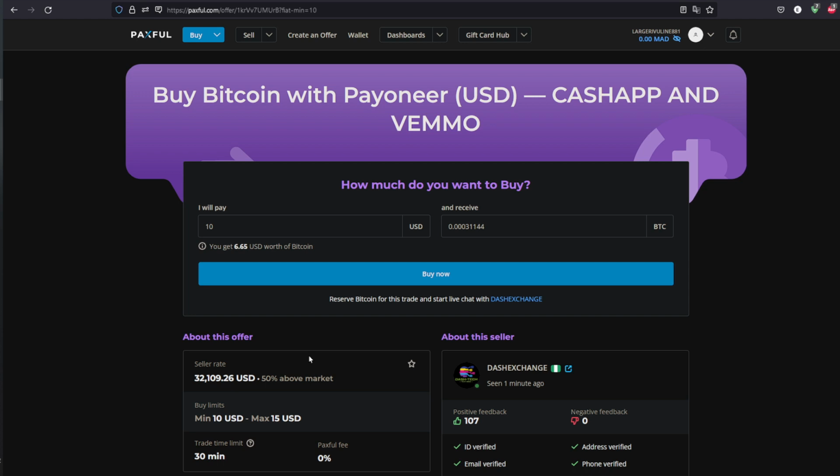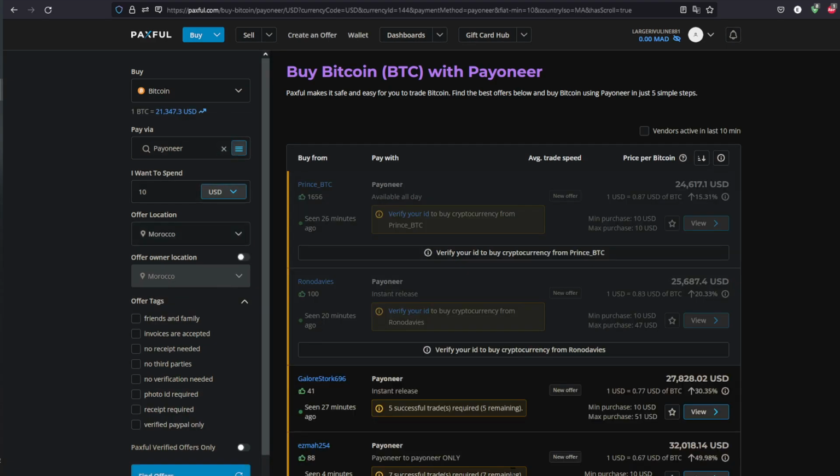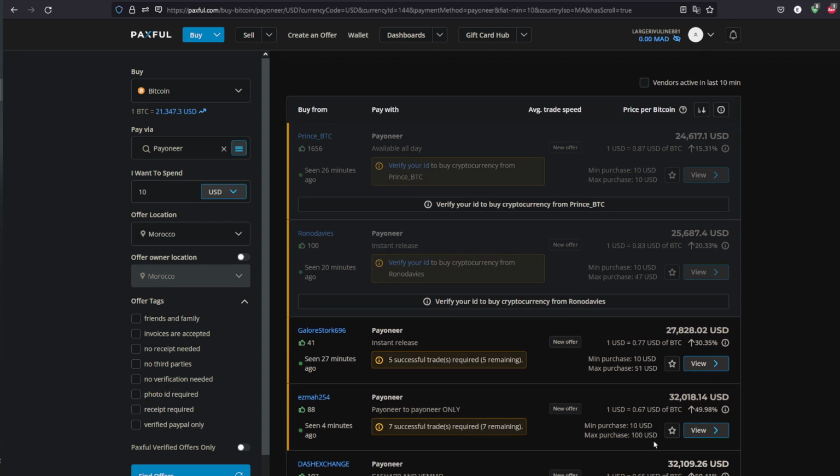Also, make sure that you choose a seller that has an ID verified, a verified address, a verified phone, and verified email address. Also, one thing I would like to put as well is that for you to be able to do this with Payoneer, the least amount you should have is $50. As you can see, even though those guys say that the minimum amount is $10, it doesn't work because Payoneer can't make transactions below $50.